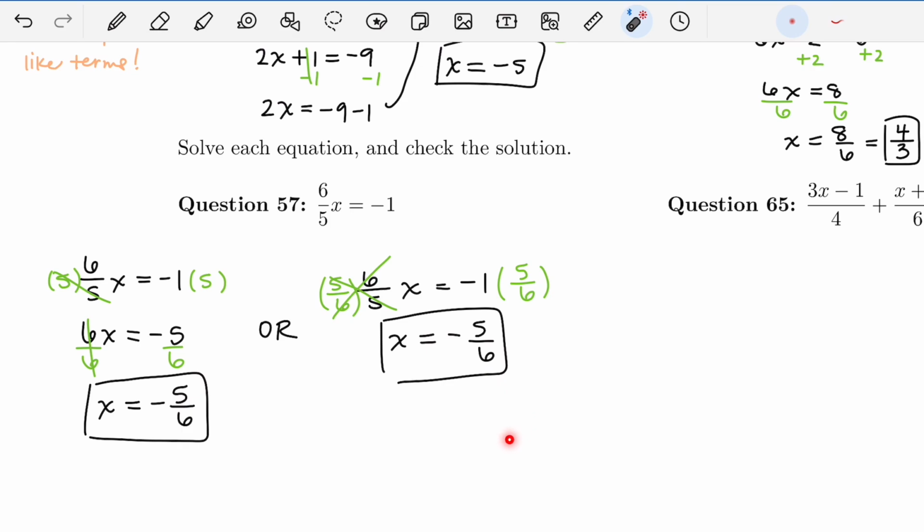You can do whatever approach you're more comfortable with. This one is a little bit easier. We're just working with one step, or you can do it in two different steps like this.